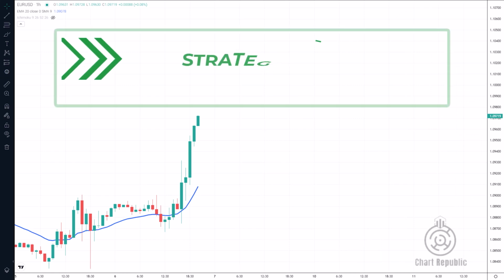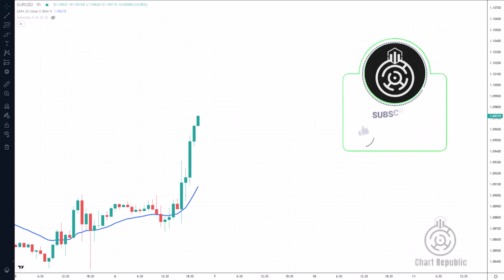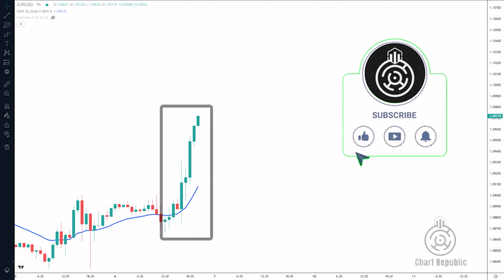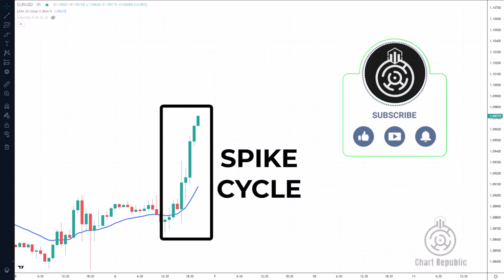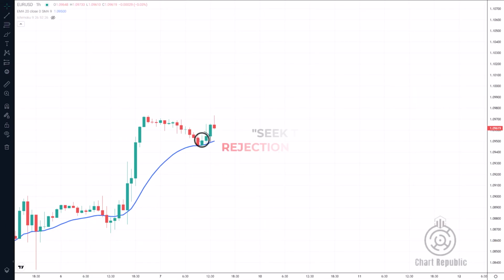In the second strategy, the initial requirement is a swift price movement in one direction, typically characterized by consecutive large candles of the same color and devoid of substantial pauses. We commonly term these price action movements spikes, a topic extensively covered in another video available in the description. Following the price pullback to the 20 EMA, we look for any signs of price rejection around this line.